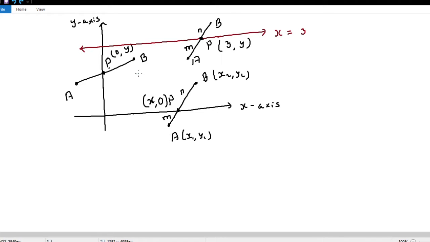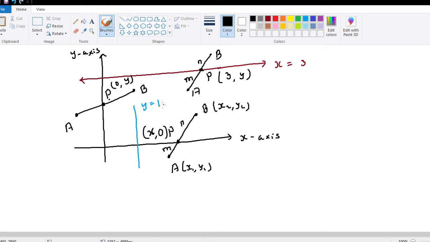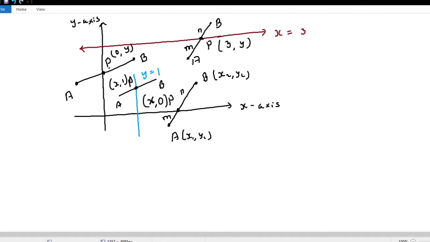In a similar manner, if you have a line, say here y is equal to 1, and you have your segment AB like this, then your point P, which is on the line y is equal to 1, its coordinate will be taken as x comma 1. Let us take an example to understand this more nicely.